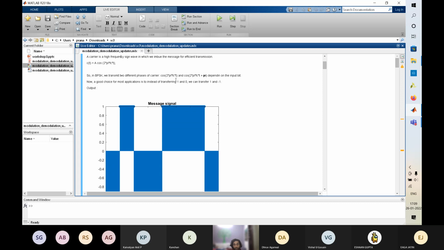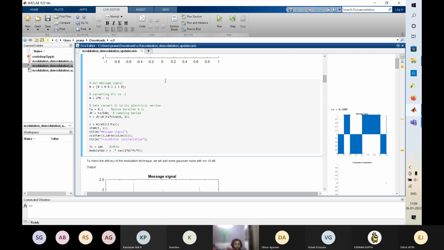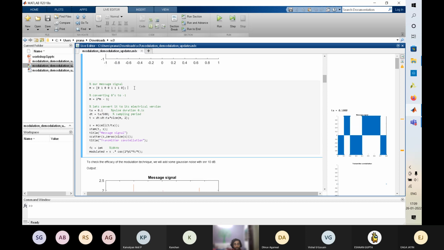So for 1 and 0, we convert that to 1 and -1, and then we transmit that signal. So these are the outputs. We take a message signal 0, 1, 0, 0, 1, 1, 1, 0, and we convert zeros to -1.